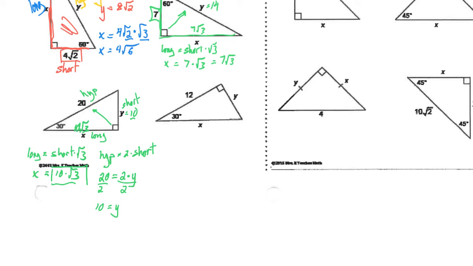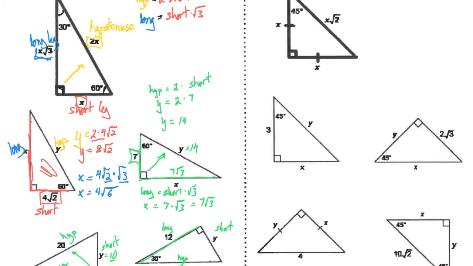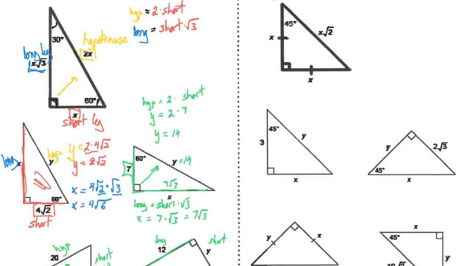This last one is about as difficult as they get. So the 12 is the long leg. The y is the short leg. And the x is the hypotenuse. So I know the long leg, so that tells me to use the formula that has the long leg in it. So I'm going to use long equals short times radical 3.